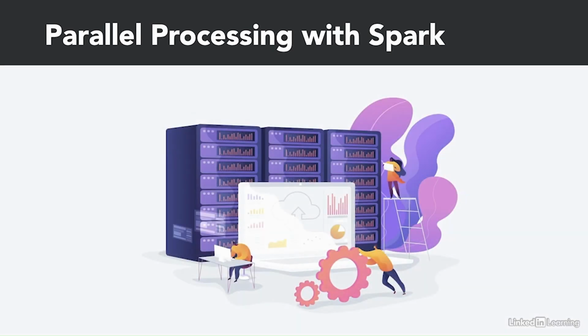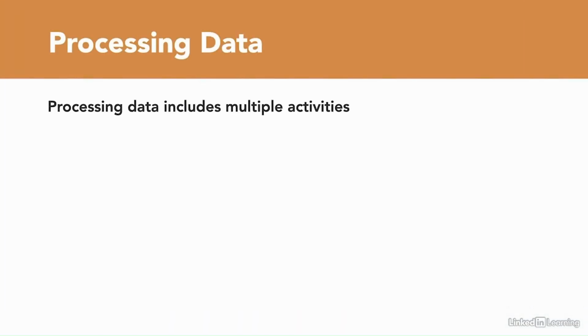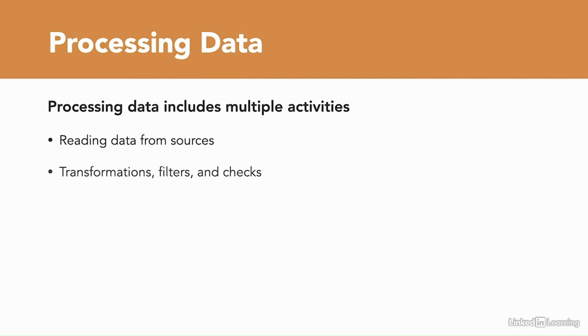Big data processing is all about processing data in parallel to achieve high throughput in less time. How does Apache Spark help with this goal? Data processing involves multiple activities, which in general can be grouped into the following. First, data is read from data sources like databases. Then, various operations like transformations, data filtering, and validation checks are performed. Data may then be aggregated to create summary metrics. Finally, transformed data is returned to sinks.